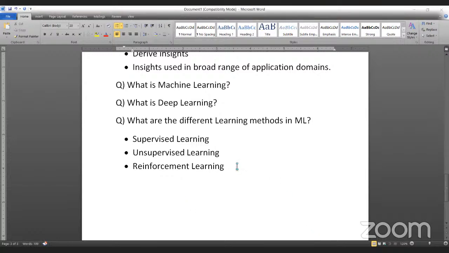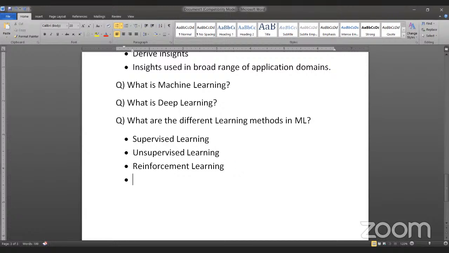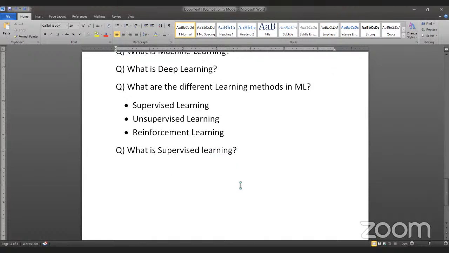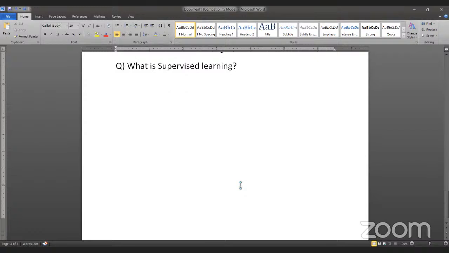Okay. Now next, what is supervised learning?